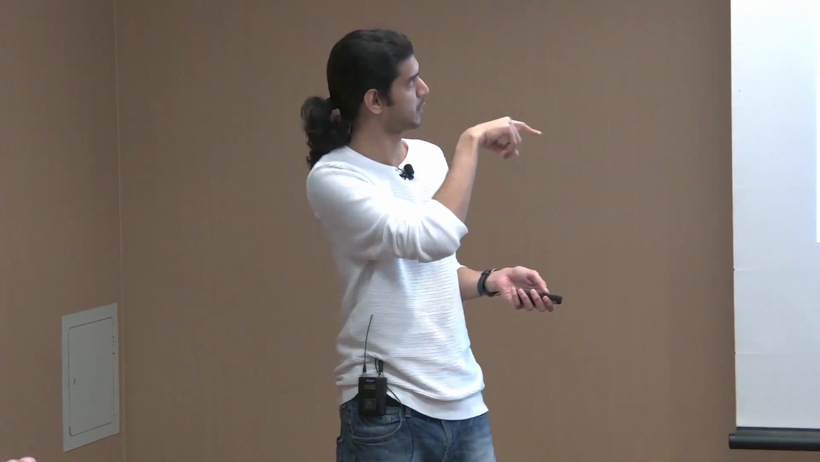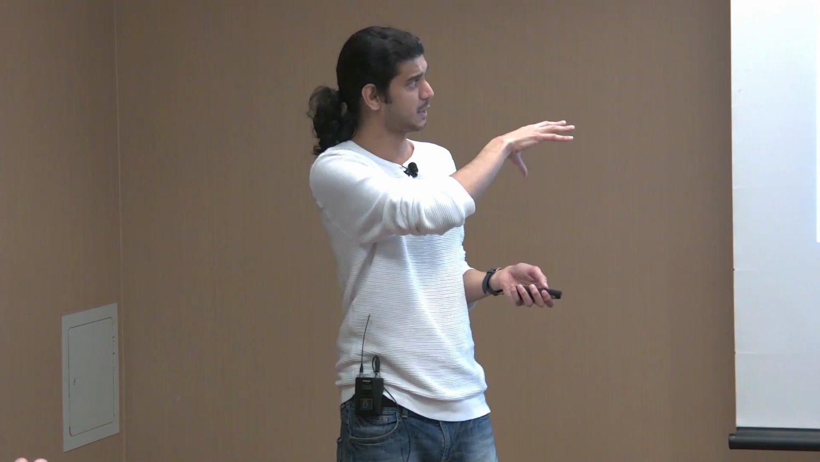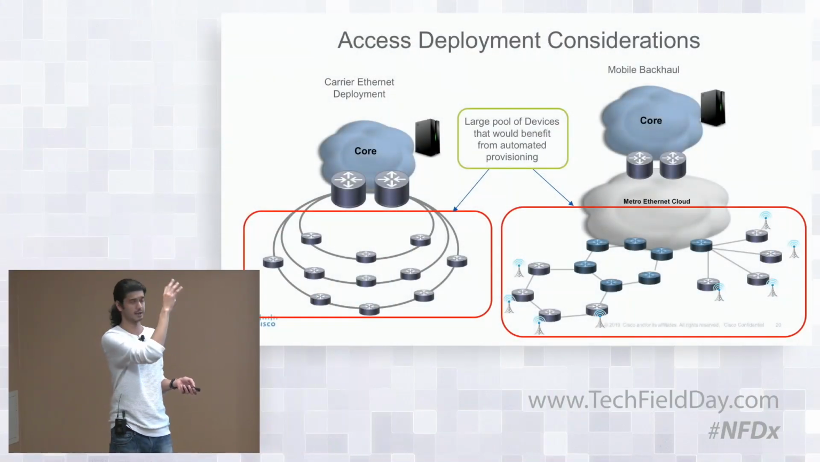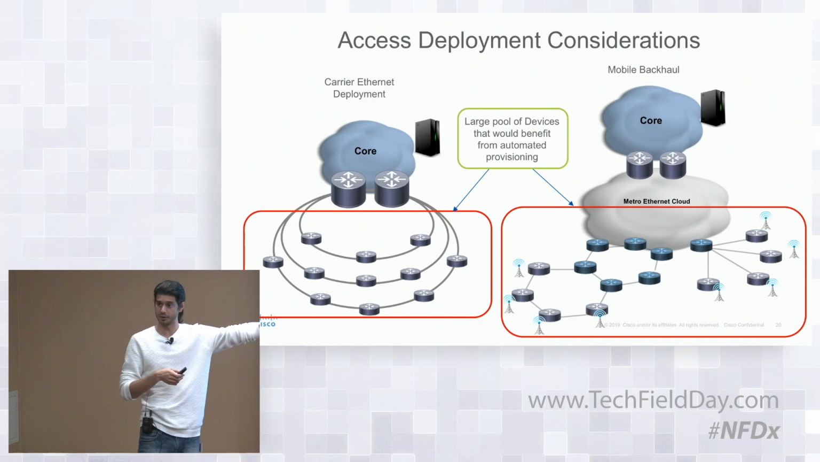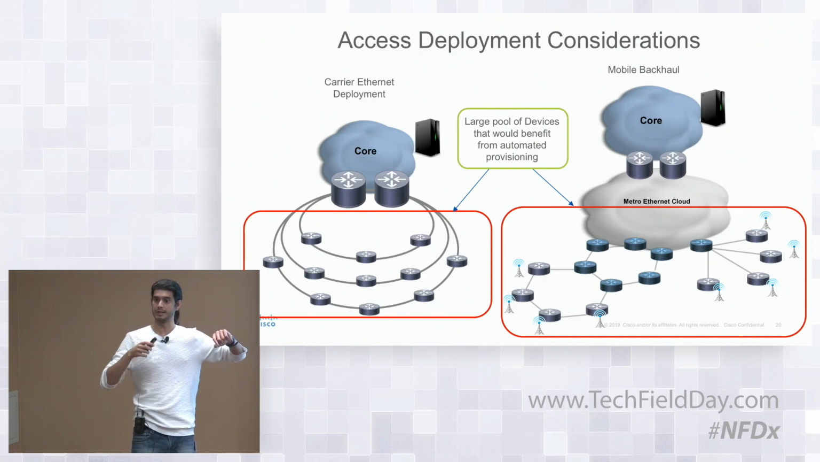So just to wrap up some of these pieces here, on the access deployment side, whether you consider carrier Ethernet deployments or mobile backhauls, the huge number of devices that you're dealing with, particularly across the Metro Ethernet cloud, is a big pain, right? And as I mentioned, this is where the third-party installers typically come in.